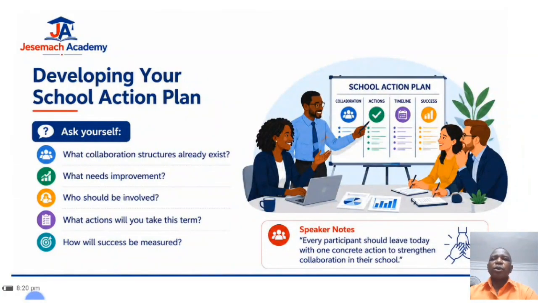I would like to round off with this. Let's look at developing your school action plan. Number 1, what collaboration structure do you have? What needs improvement in your school? Who should be involved in the daily affairs of your school? What action will you take this term? All these things you must ask yourself.